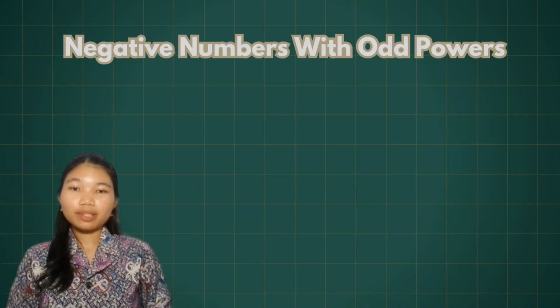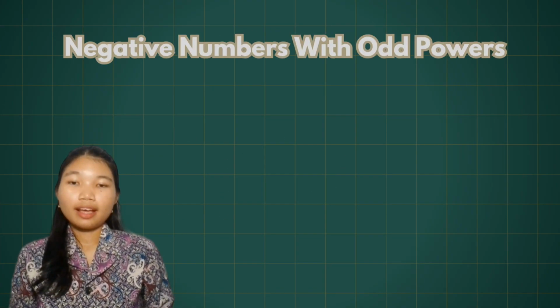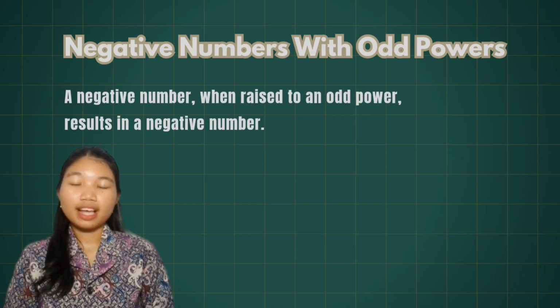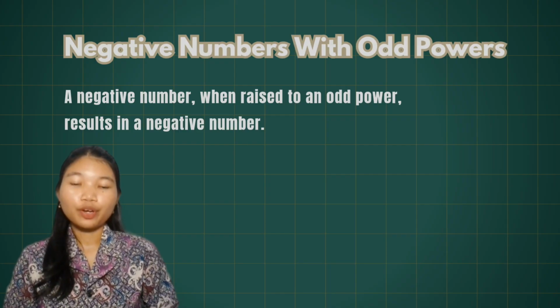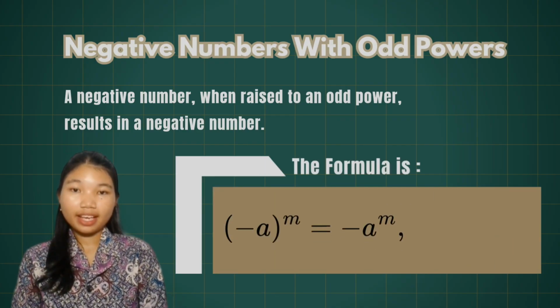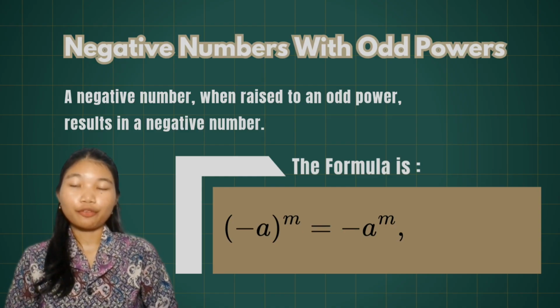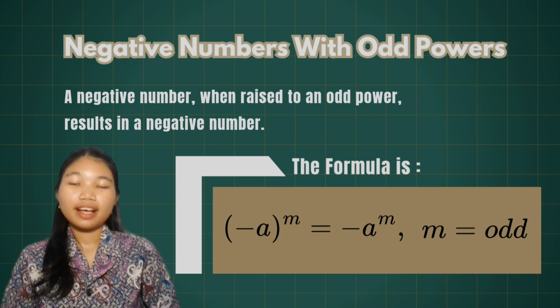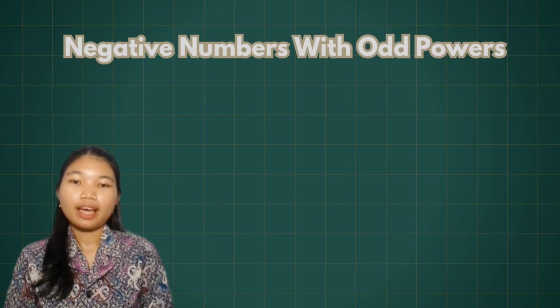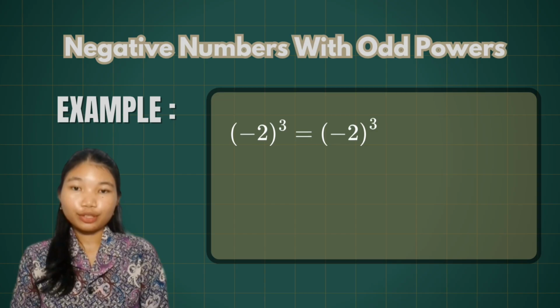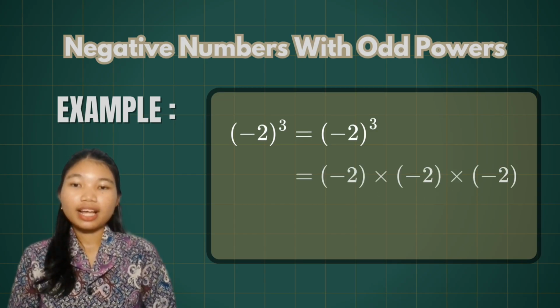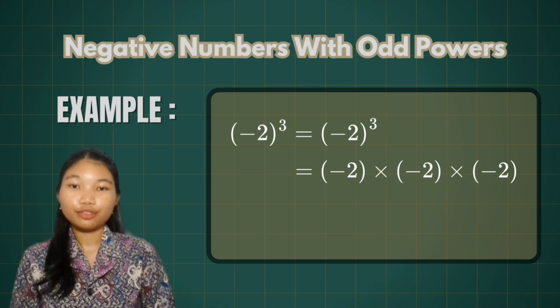A negative number with a power. A negative number, when raised to an odd power, results in a negative number. Formula: negative a, to the power of m, equals negative a to the power of m, where m is an odd number. Example: negative 2, to the power of 3, equals negative 2 times negative 2 times negative 2 equals negative 8.